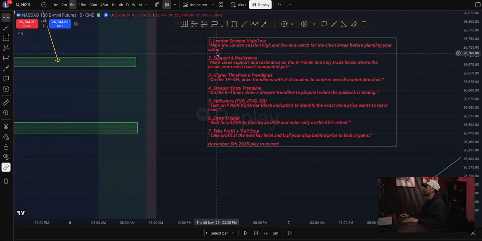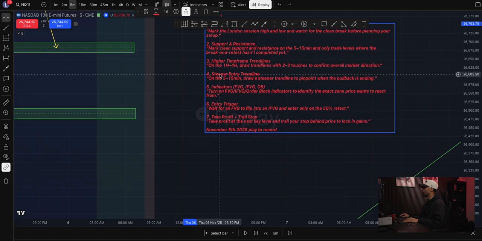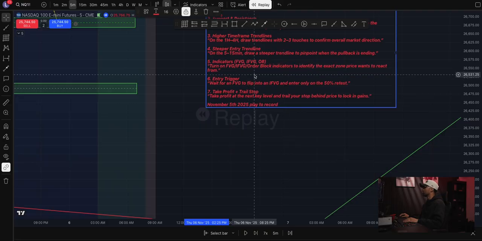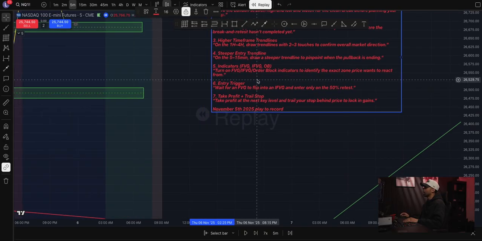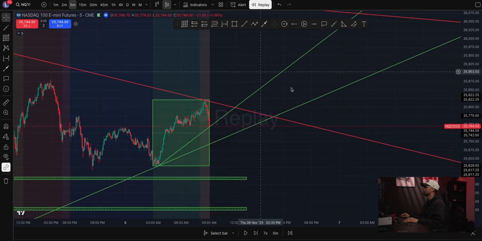All right, so we did step number 1. Mark the high and low. Step number 2, support and resist. Step number 3, higher time frame trend lines. Step number 4, steeper entry trend lines on the 5 and the 15-minute. Step number 5. All right, so this is where we turn on our indicators. Our indicators for FVGs, IFVGs, and order blocks. This is the most important part, so pay attention.